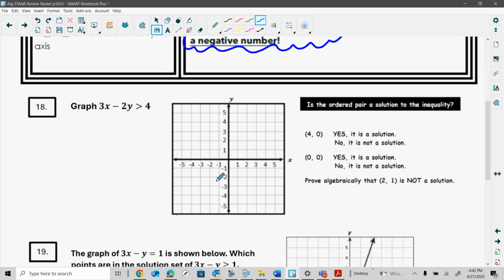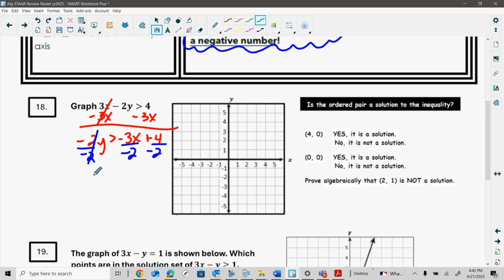So in this problem here, they want us to graph this inequality. It's not in slope-intercept form, so we have to put that in slope-intercept form first. So that's the minus 3x. Rewrite everything. So we got negative 2y is greater than negative 3x plus 4. Then we're going to solve for y by dividing everything by negative 2. And because we divided by a negative, we have to remember to flip the symbol. So this is now less than 3 over 2x minus 2.